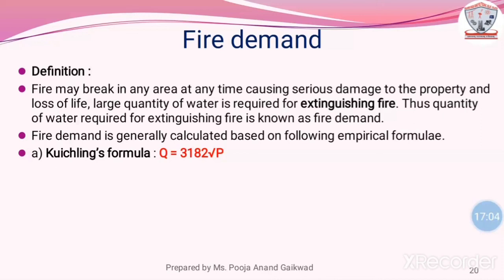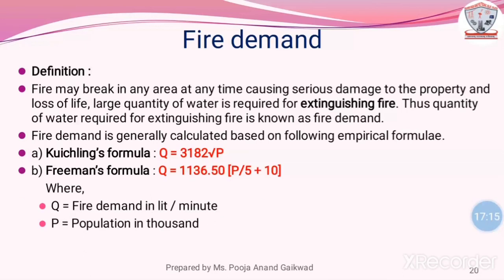Kuichling's formula, Q is equal to 3182 under root P. Freeman's formula, Q is equal to 1136.5 into (P divided by 5 plus 10). Where Q stands for fire demand in liters per minute and P stands for population in thousands.